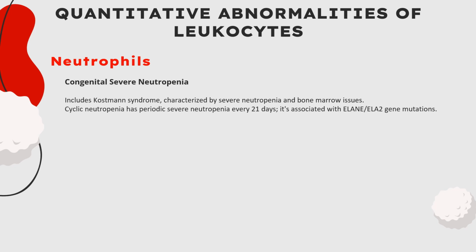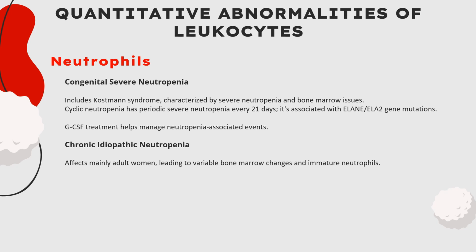Cyclic neutropenia, on the other hand, presents periodic bouts of severe neutropenia, typically every 21 days. Thankfully, G-CSF treatment helps manage these events effectively. Chronic idiopathic neutropenia mainly affects adult women. It brings variable bone marrow changes and an increase in immature neutrophils. The severity often corresponds to the degree of neutropenia, and G-CSF proves to be a valuable treatment.